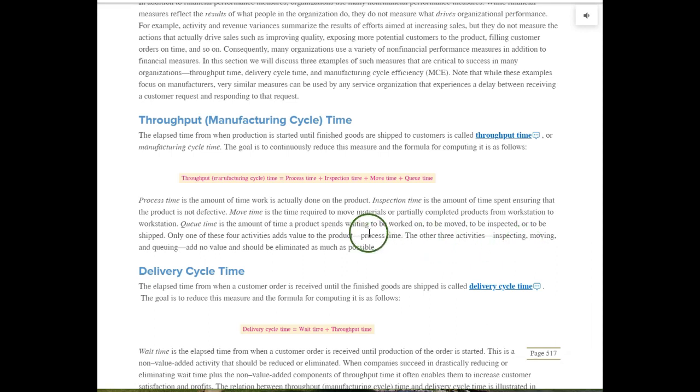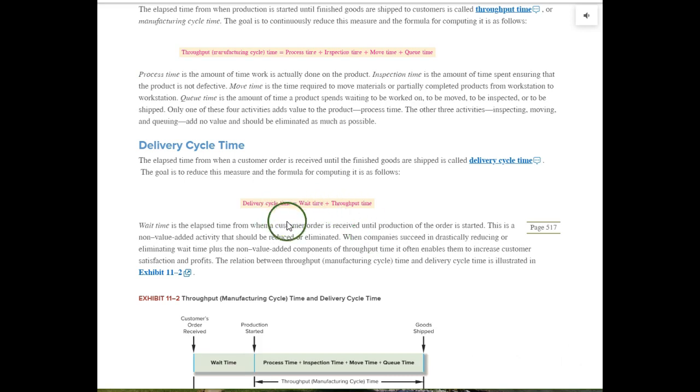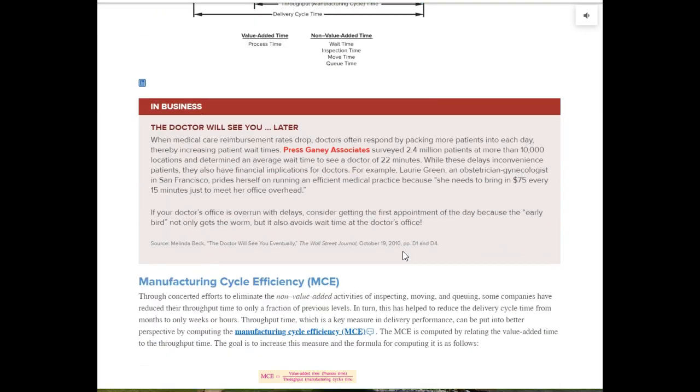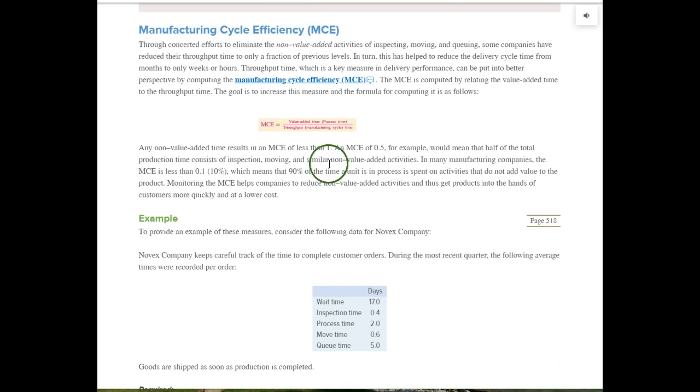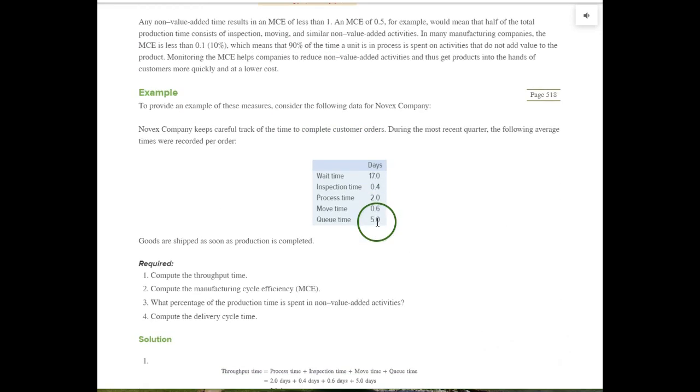That's the manufacturing area. Delivery cycle time is the same way. There's wait time and there's throughput time. That's the whole delivery cycle time. So here you try to eliminate the non-value added time as much as possible. So I'll let you read the rest of this yourself. Again, don't worry about this formula or anything else on this page.